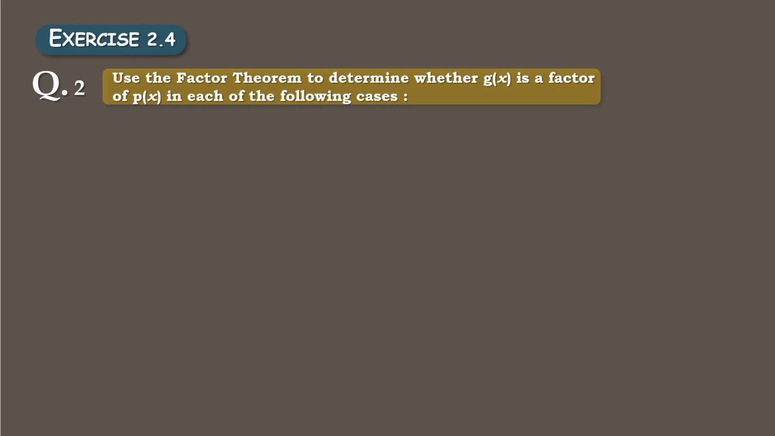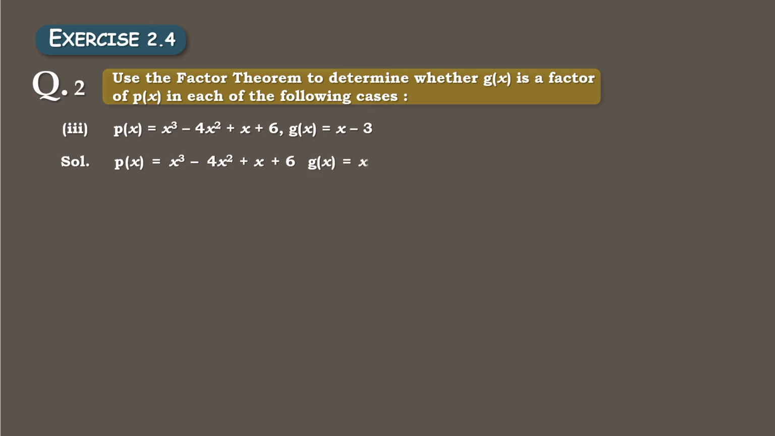Question 2, Part 3. The question asks us to use the factor theorem to determine whether g of x is a factor of p of x. The given polynomial p of x is x cubed minus 4x squared plus x plus 6. The given g of x is x minus 3.